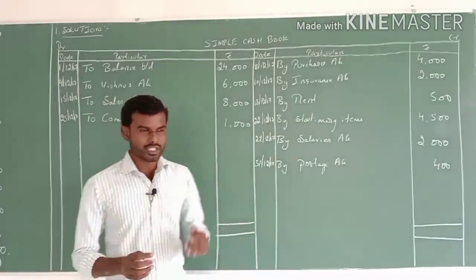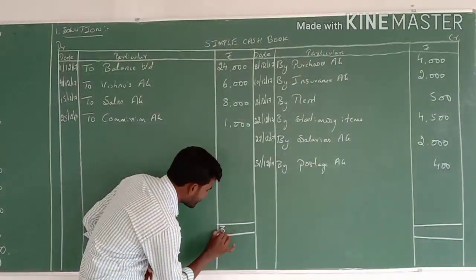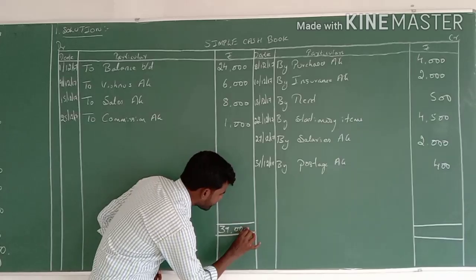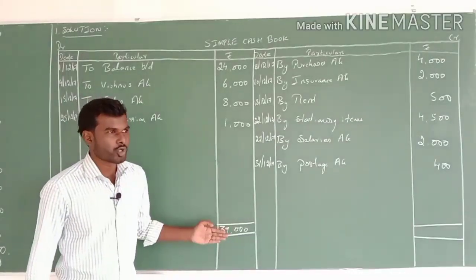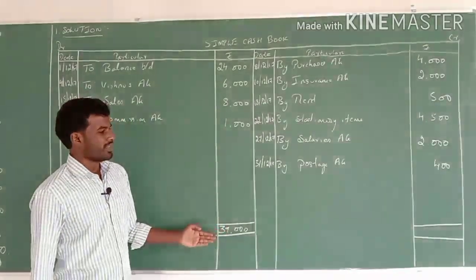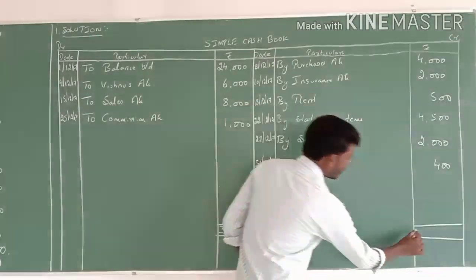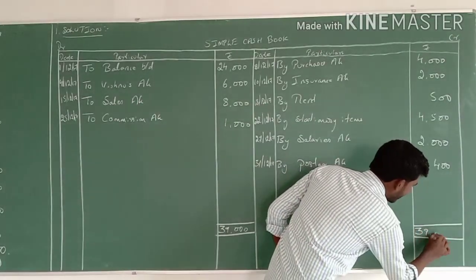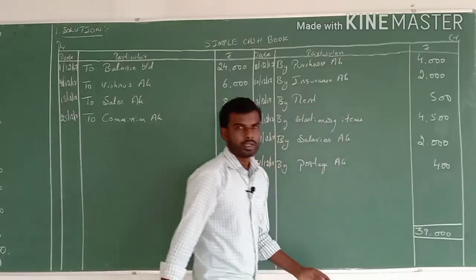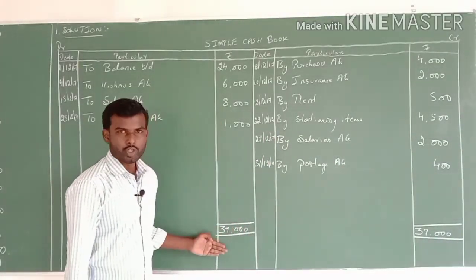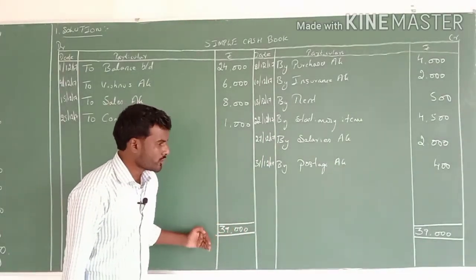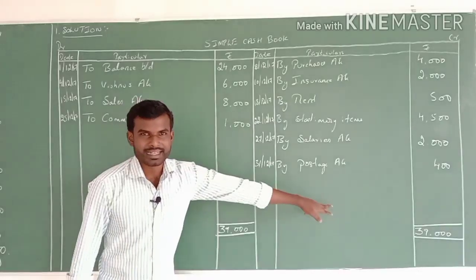So in the debit side you will be getting 39,000. How much is the debit side total? 39,000. The same total you make under the credit side also. How much is the total here? You will get 39,000. So the debit side total is more, and the debit side total should be copied to the credit side also.